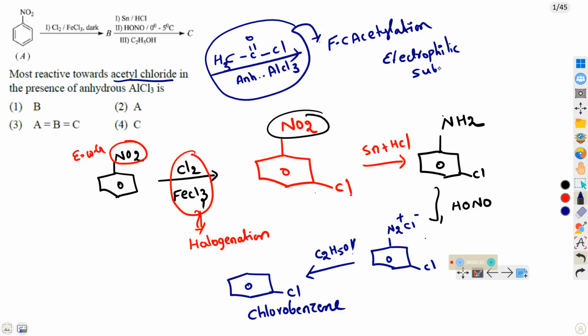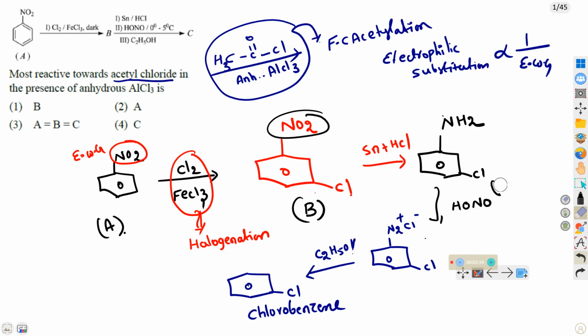Electrophilic substitution is inversely proportional to electron withdrawing groups. Here observe the point. A contains an electron withdrawing group. B contains an electron withdrawing group. Even C, chlorobenzene, with respect to the resonance effect, is an electron donating group. So C is more reactive.